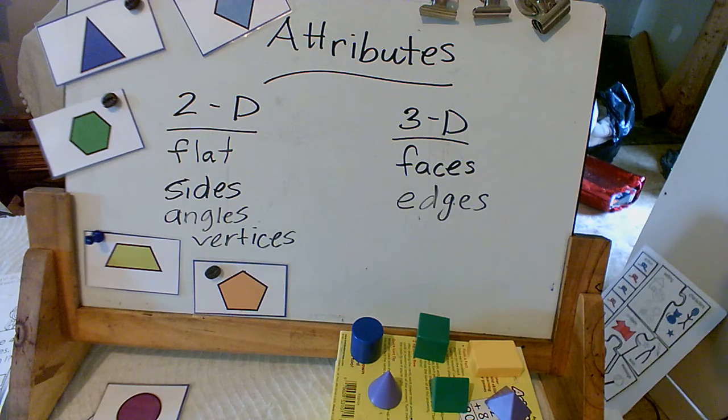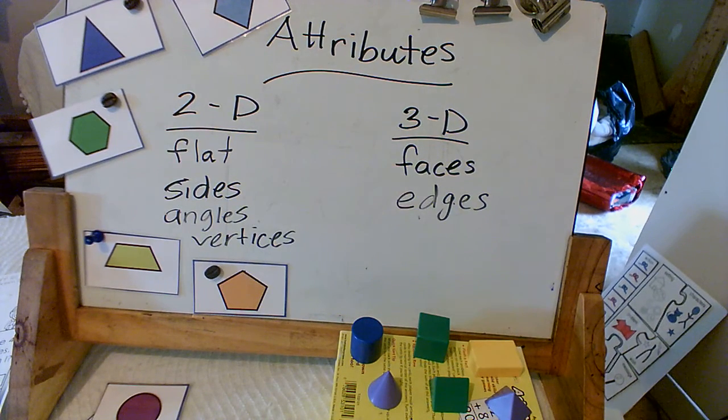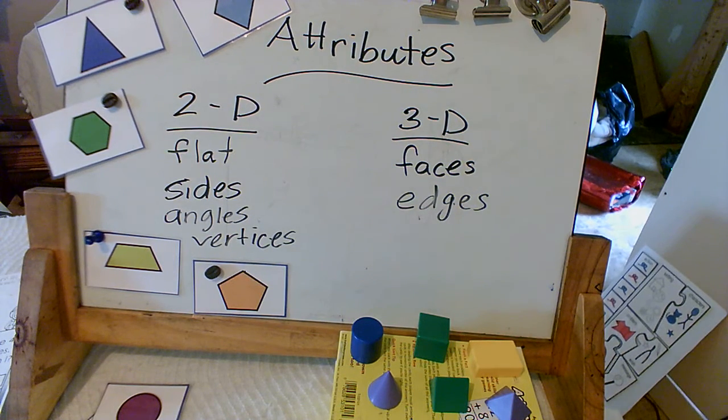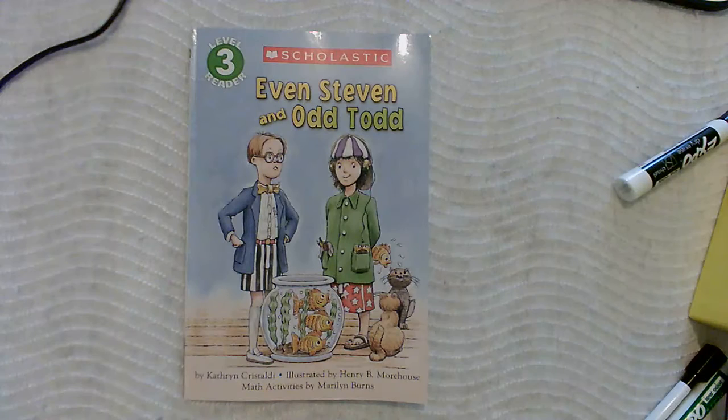So we're going to spend a lot more time talking about these attributes and working with our 2D and 3D shapes next week. So for now, I'm going to pause my camera and I'm going to get the book ready because it's story time. All right, here's our story for this week.